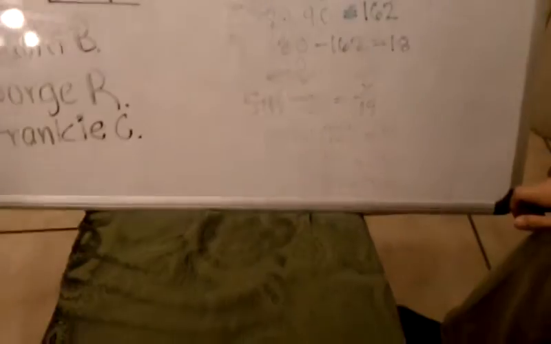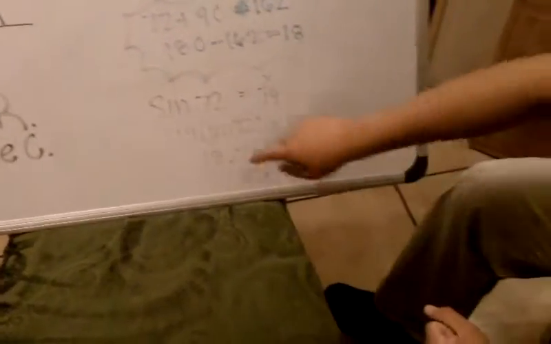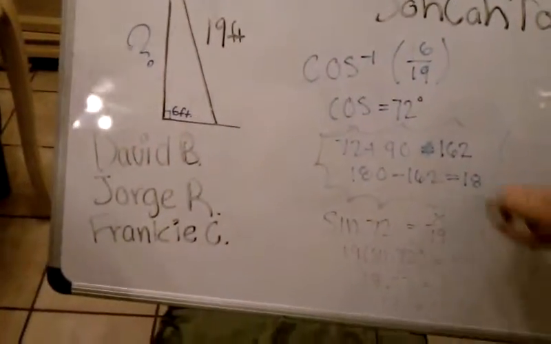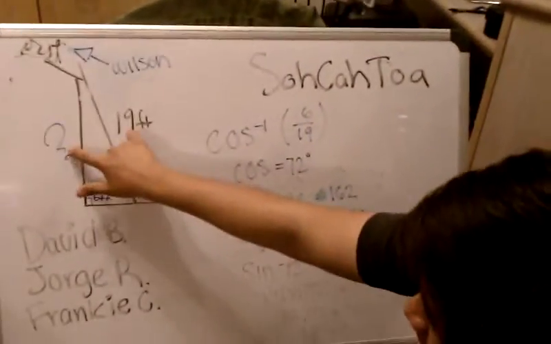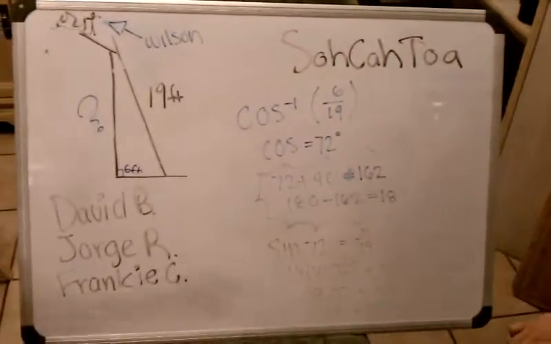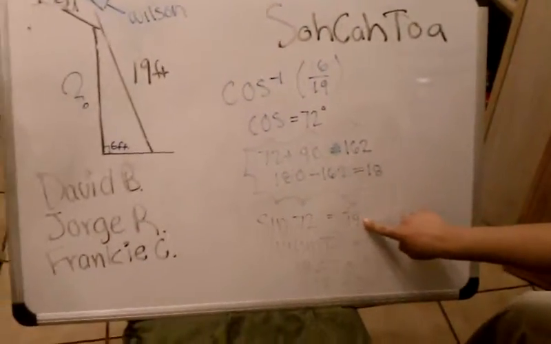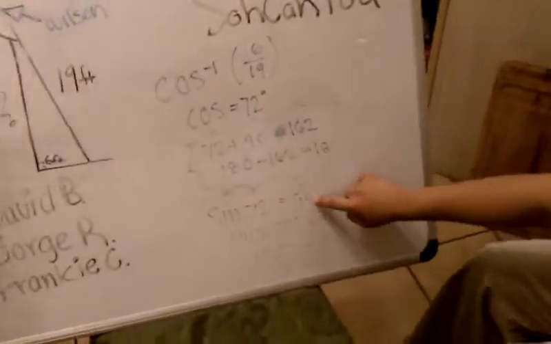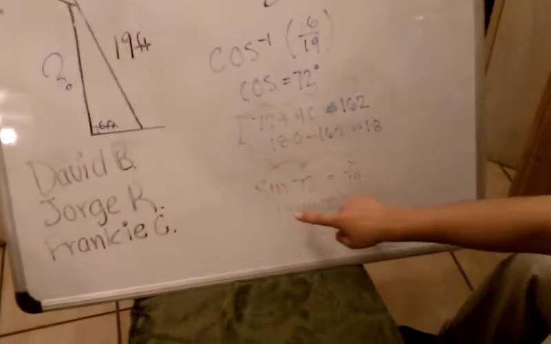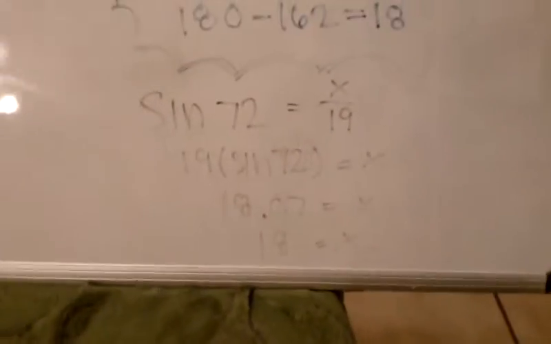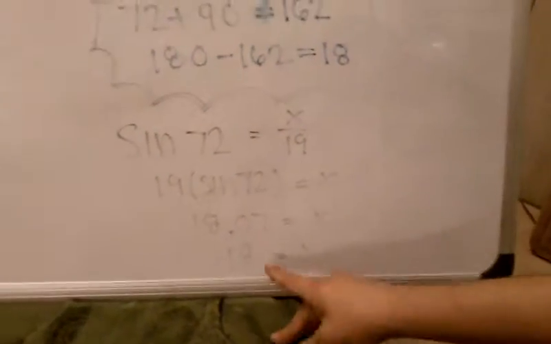So now, after we get that, we take the sine of 72, which is this, and we solve for it. Sine is opposite over hypotenuse, which is x, the height that we want, over the hypotenuse, which is 19. So sine of 72 equals x over 19. We move the 19 over, which is sine of 72 times 19. And if you put that into a calculator, we get 18.07, which equals x, which you round off to 18.